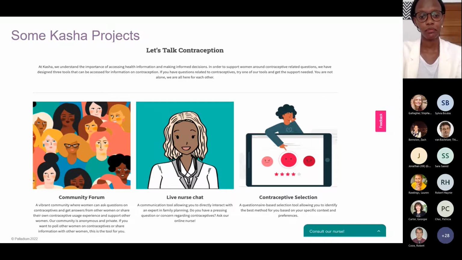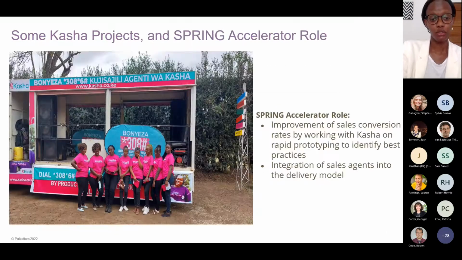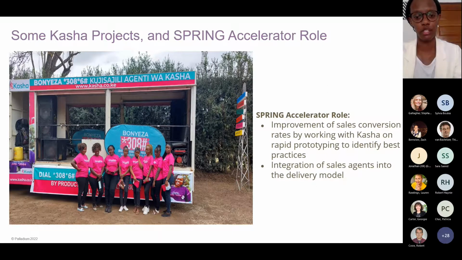So on this slide, you see a picture of one of the offline activities where with our agents, we raise awareness and we support the clinics. We can do mobile clinics and testing and education sessions. As I mentioned a bit earlier, one of the key programs that actually laid the foundation for us was the Spring Accelerator program. And this program supported us to actually integrate the agent model. And this is really now one of the main sources of consumer acquisition and revenue of Kasha.